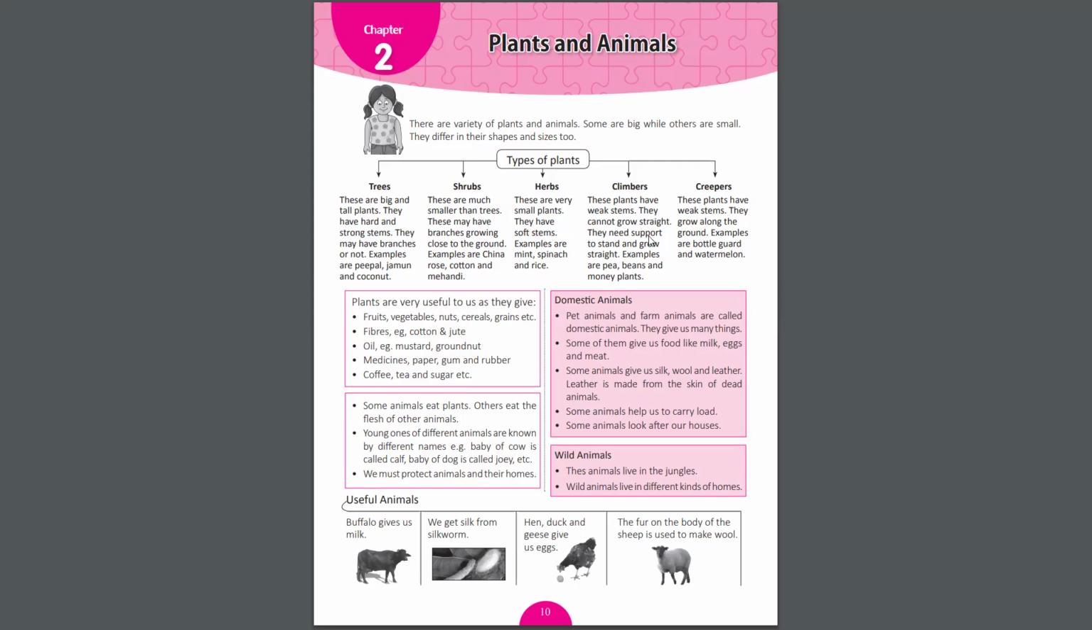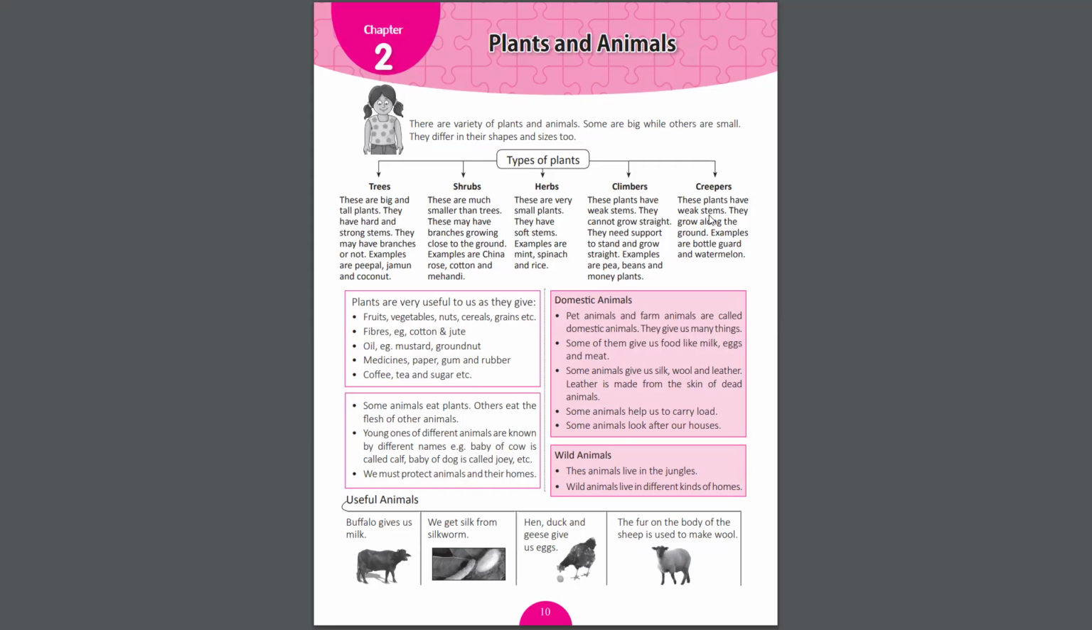Climbers, just because of the name climb, we can understand that they cannot grow straight. They need support to stand, right? For example, pea, beans, and money plants. Money plants we always have in our house. We can see that mama always puts a stick beside it, and because of that stick, the money plant takes a round of that stick and goes up, right? So they have weak stems. That's one of the reasons they need support.